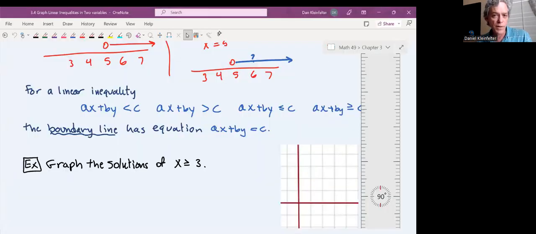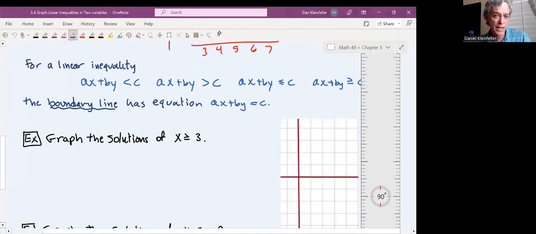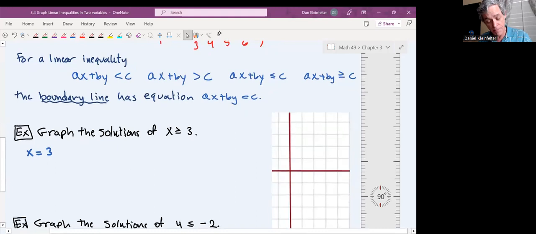All right, so the next example we're going to do is graph the solutions of the inequality x is greater than or equal to 3. The method we're going to use is by first graphing the corresponding equation, which is x equals 3. So I've just changed the inequality sign into an equal sign. We're going to graph that line. That line is a vertical line, and it passes through the point (3, 0).